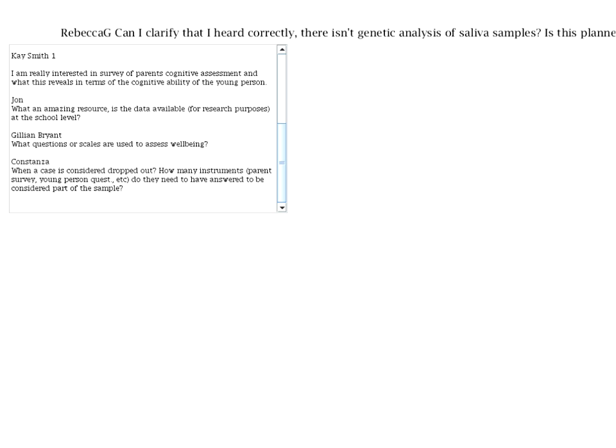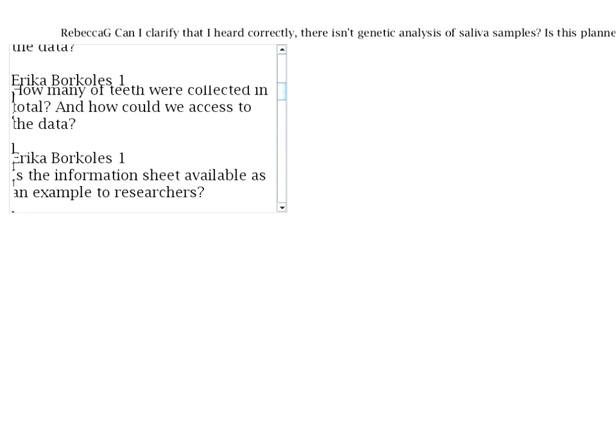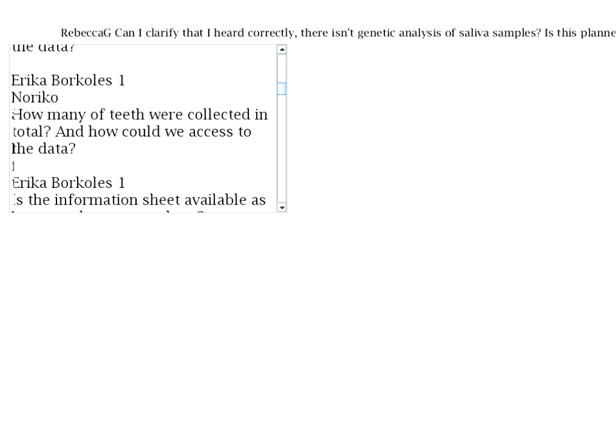The first question is whether there is genetic analysis of saliva samples. As I said, at age 14 we are collecting saliva samples with the intention of extracting them for DNA sampling.